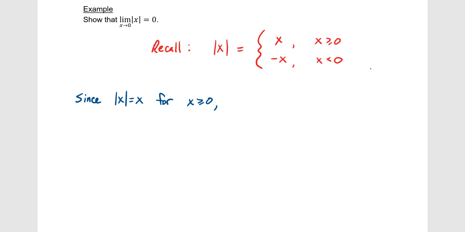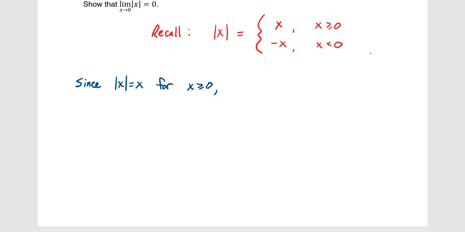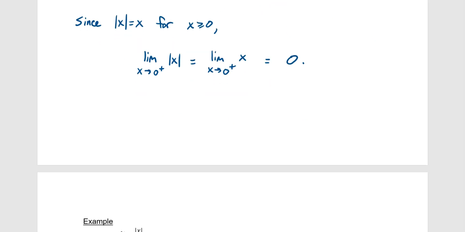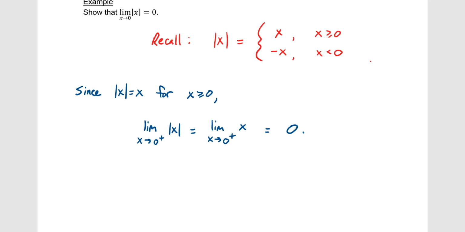I'm going to say that since the absolute value of x just equals x when x is greater than or equal to 0, that's going to be from the right. That means the limit as x approaches 0 from the right of the absolute value of x equals the limit of just x, because it's equal to x. This is going to be direct substitution, which is just 0. So we showed that the limit from the right is 0. Now we have to show that the limit from the left is 0.